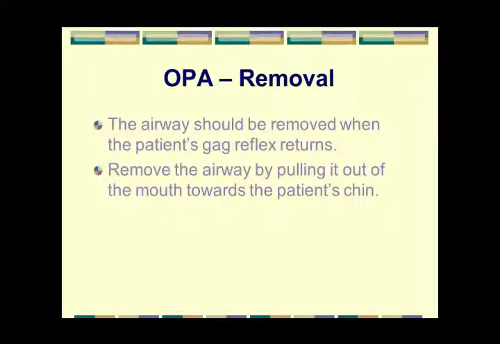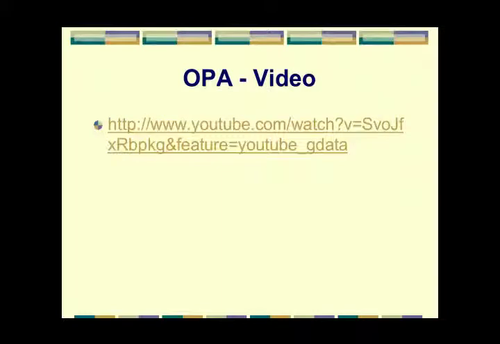Patients who can spit the airway out once they regain consciousness, that's when it should be removed. Okay, once they have an intact gag reflex. Okay, manually pull it out or assist them in pulling it out. You just pull down towards their chin. The airway will fall out on its own.